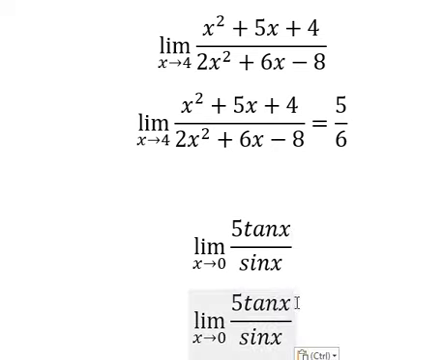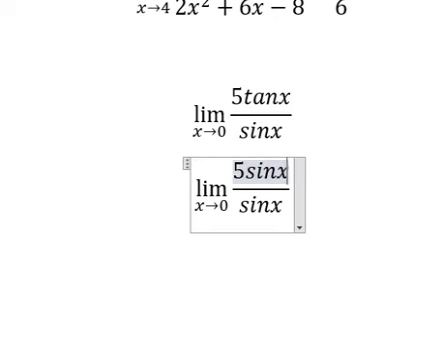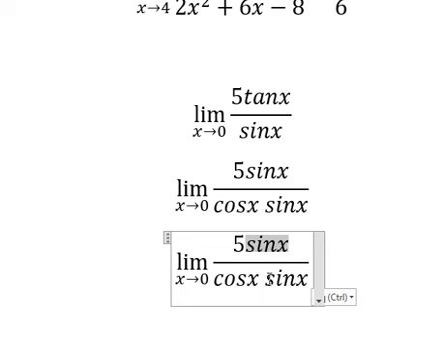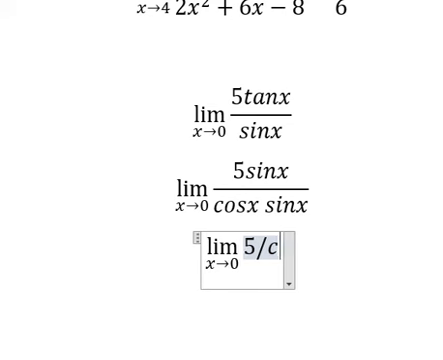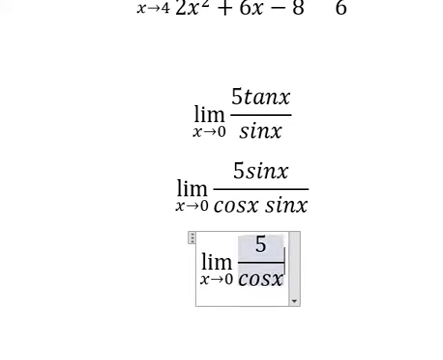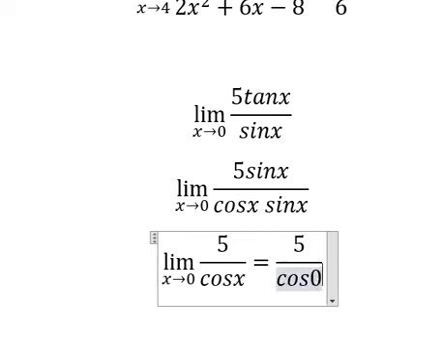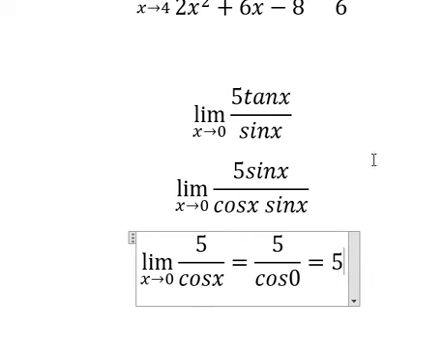About this one, we have tan x, and we change into sin x over cosine x. Next, we need to simplify sin x on numerator and denominator. So I will put number 0 going here. And we have number 5.